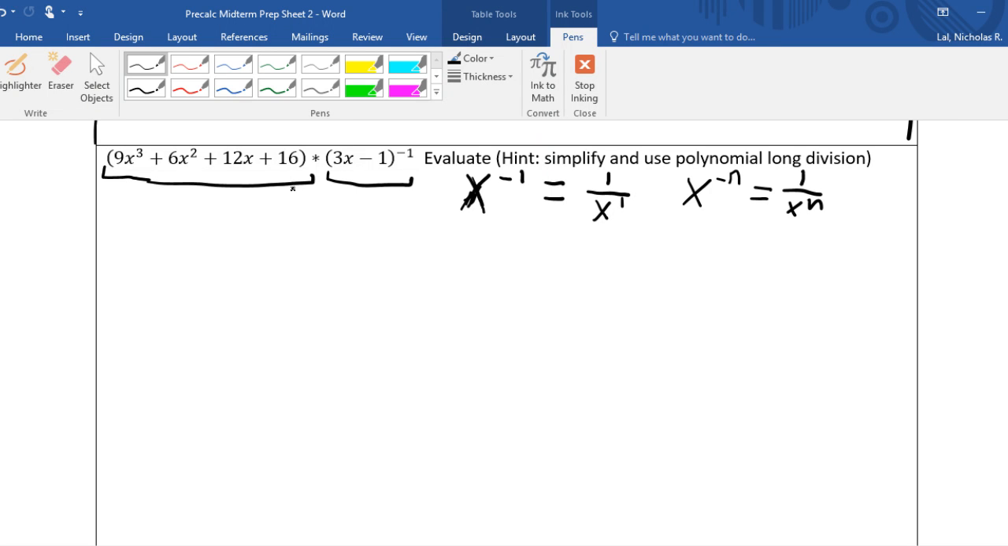So this becomes 1 over 3x minus 1 to the positive 1. This becomes 9x cubed plus 6x squared plus 12x plus 16 times 1 over 3x minus 1. And so now you see how 9x cubed plus 6x squared plus 12x plus 16 becomes a numerator and 3x minus 1 becomes a denominator.